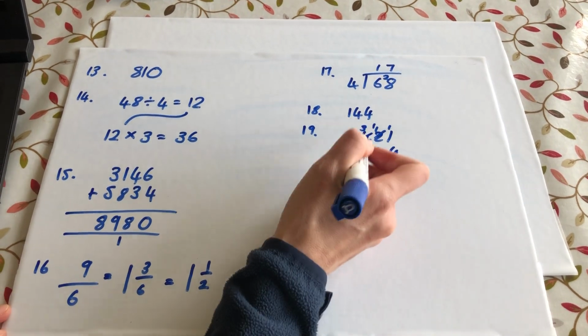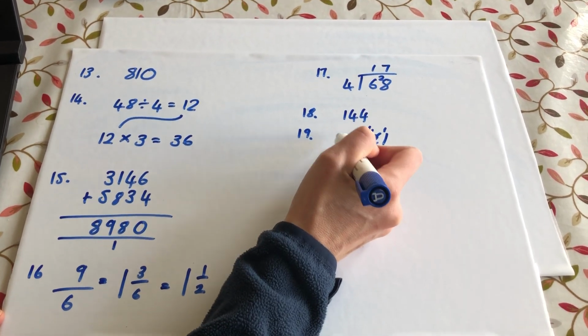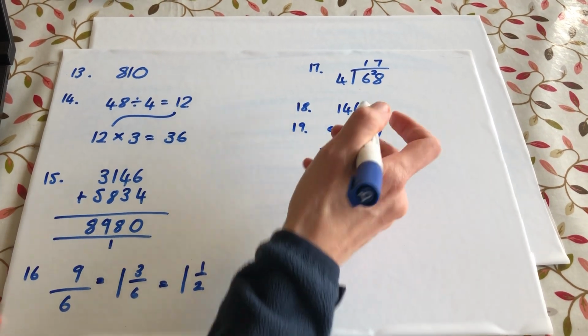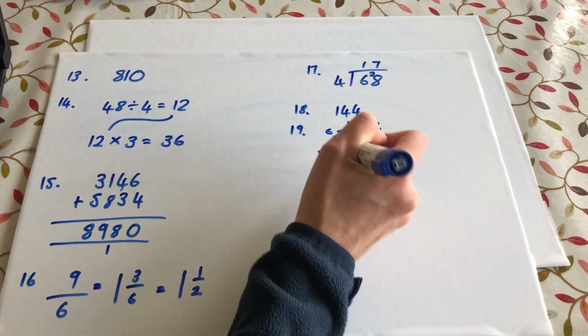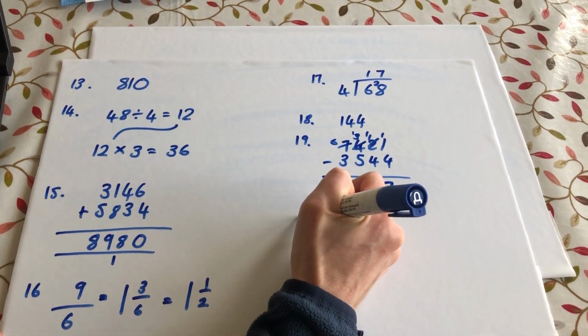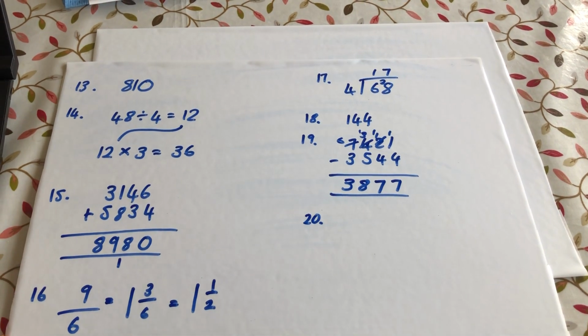5 away from 3 I can't do, so I go to the next column. My 7 becomes a 6, and I bring 10 over. 5 away from 13 is 8. 3 away from 6 is 3. 3,877. Question 20.